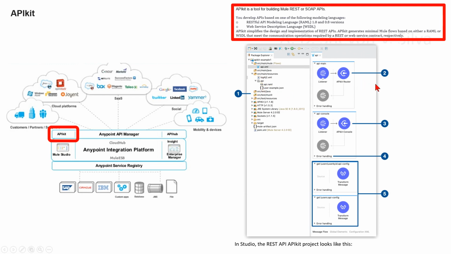Number 2, the main flow with the APIkit router. Number 3, the APIkit console. Number 4, error handling, and number 5, the generated flows for each resource method. The generated minimal flows meet the communication operations required by a REST contract.